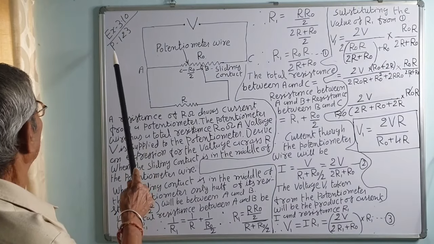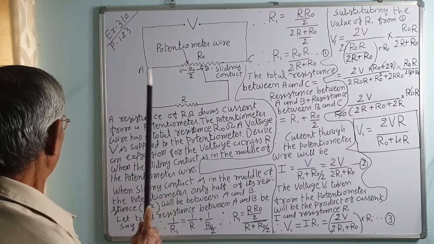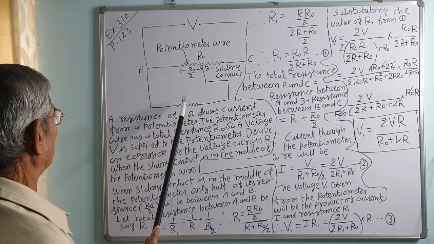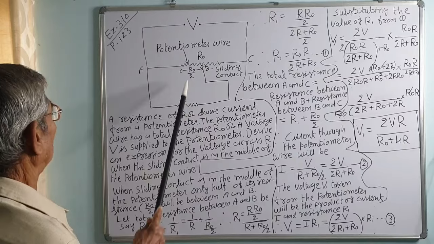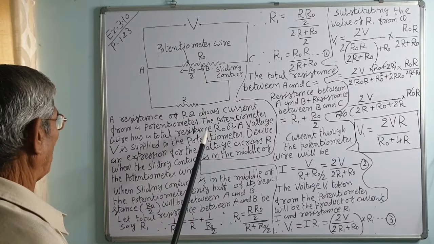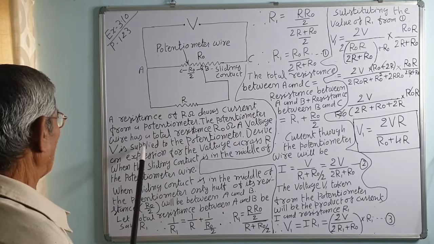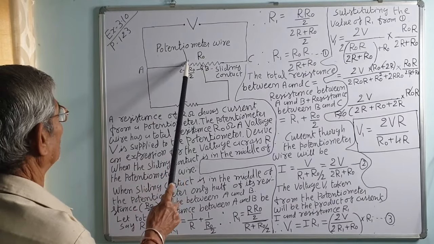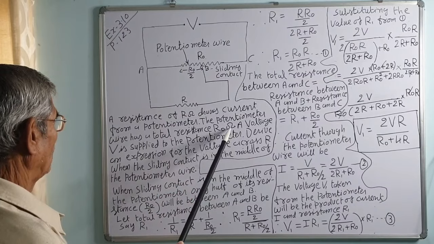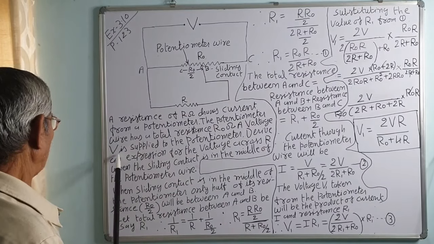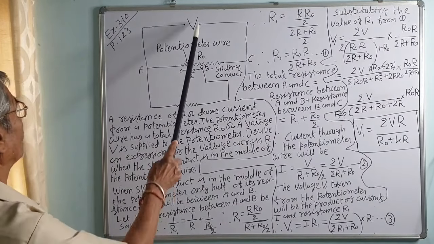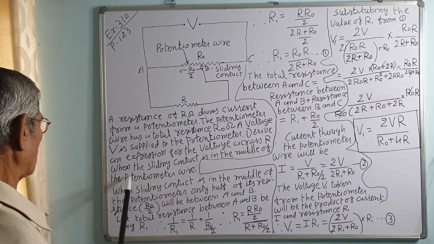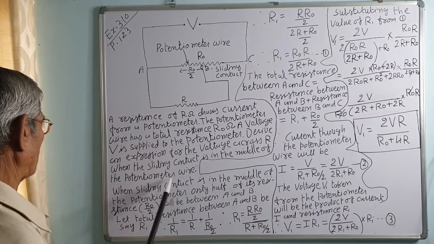Example 3.10, page number 123. A resistance of R ohm draws current from a potentiometer. The potentiometer wire has a total resistance R0. A voltage V is supplied to the potentiometer. Derive an expression for the voltage across R when the sliding contact is in the middle of the potentiometer wire.